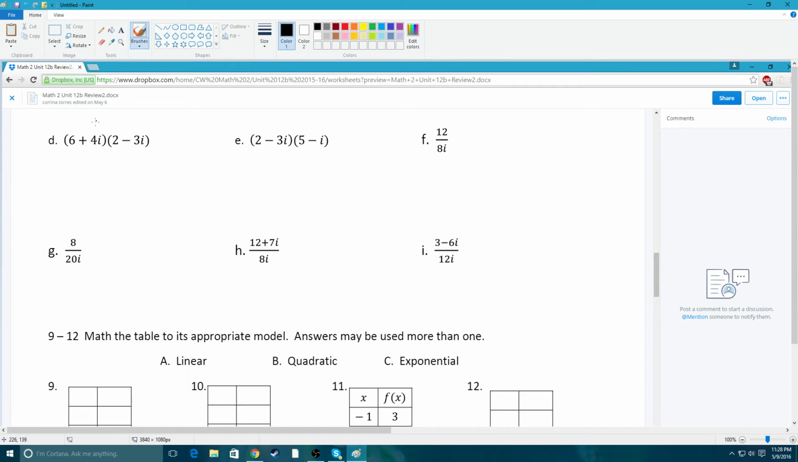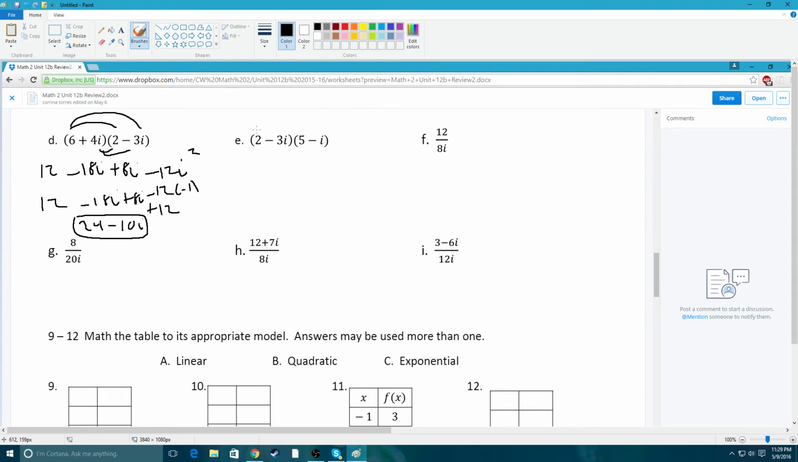Okay, for this one, double distribute. 6 times 2, that's 12. 6 times negative 3 is negative 18i. 4i times 2 is plus 8i. 4i times negative 3i is negative 12i squared. Actually, let's do the I squared first. I squared is equal to negative 1, so that's negative 12 times negative 1, or a positive 12. So 12 plus 12 is 24. Negative 18i plus 8i is negative 10i.